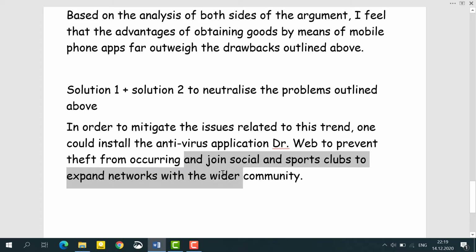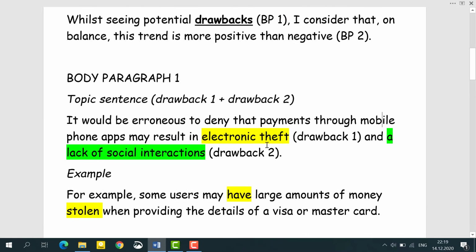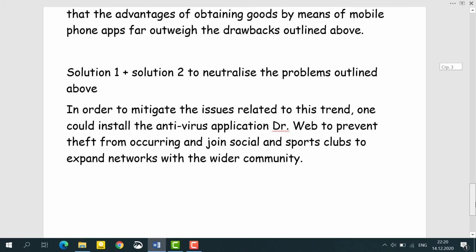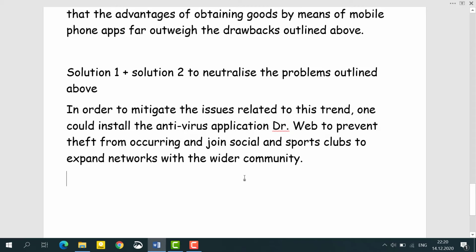Before we mentioned one more problem. Okay, so here we just said a lack of social interactions, and we found the solution in electronic theft. We have found a great solution, and that's exactly what you can do in your last paragraph. You don't want to explain anything too much, just very quick two solutions to solve the problems that you have outlined above.